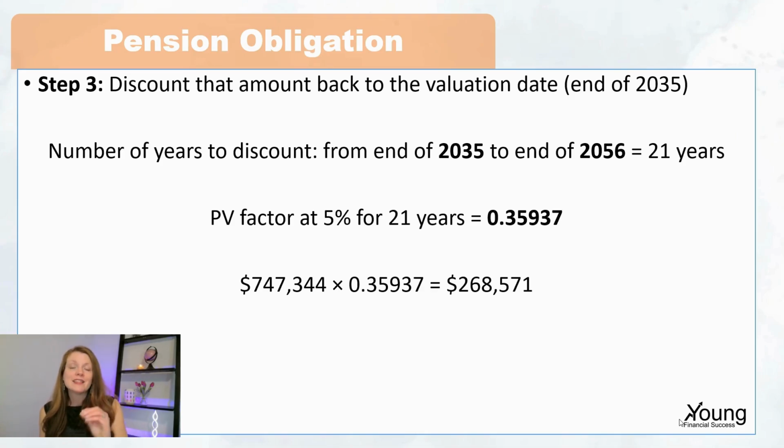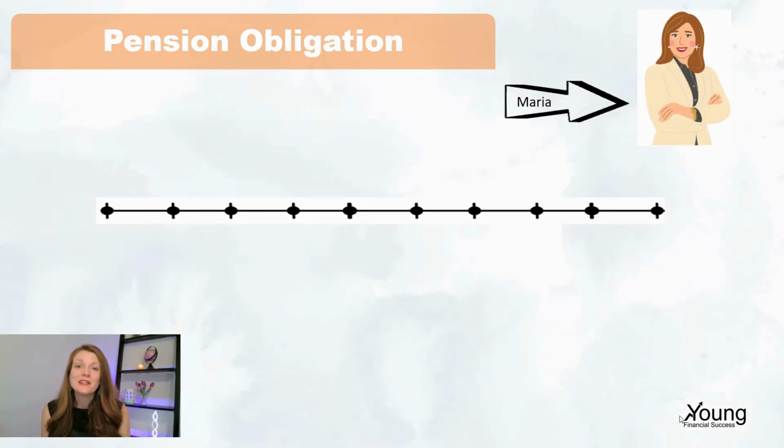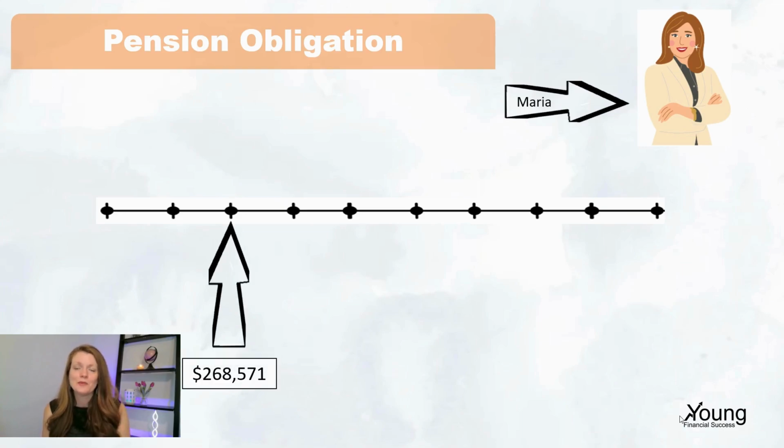We multiply that times the number we got in step 2, where we found out we needed 747,000. So we multiply it times the factor, and it says you need to have $268,571 in your projected benefit obligation as of 2035. So that tells us what the projected benefit obligation should be as of now. So let's look at that with numbers. As of today, when we're doing the accounting, it's 2035. Maria's already been there for several years.